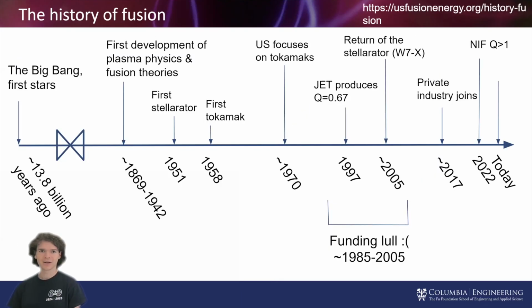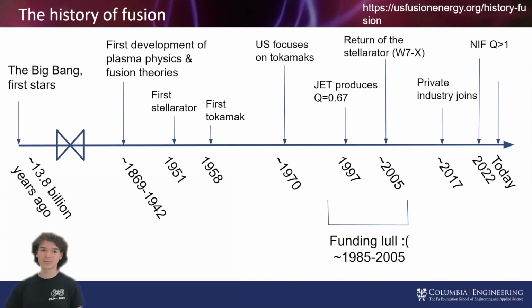Okay, so talking a bit about the history of fusion now. As we have gone over a few of these events, now we can look at it on a larger timeline. So, way back about 13.8 billion years ago, we had the Big Bang. First stars start forming a little bit after that. And as first fusion happens, we jump ahead a few billion years.